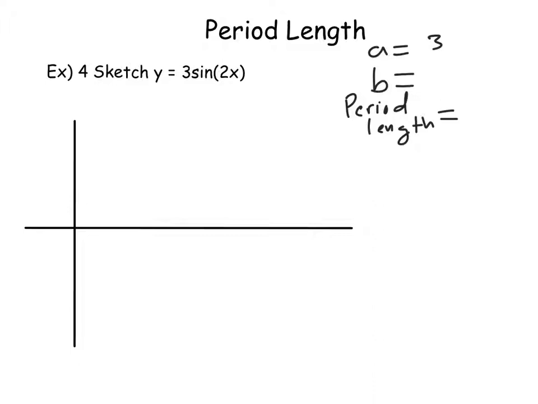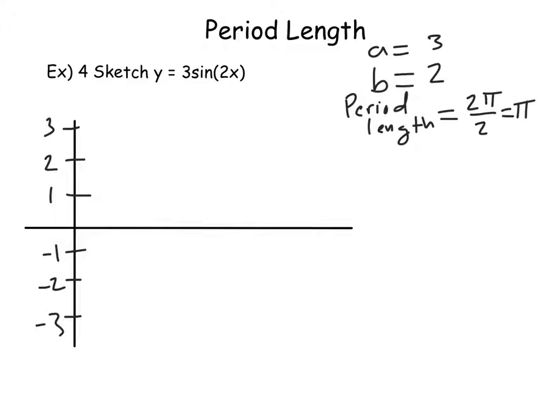So I'm going over to make my sketch here, and I'm like, all right, 1, 2, 3. This is going to go up to 3. Down to -3. B is 2. And that leads me to my period length formula, which tells me 1 period of this graph is going to be pi.